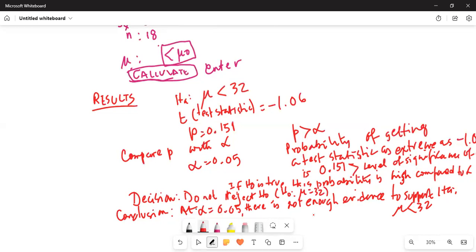Why did we not reject H0? Because we got a large value of P. Assuming H0 is true, getting a test statistic as extreme as what we got is highly likely to occur, and it is definitely not by chance that the probability value is so high compared to the level of significance of 0.05. Hence, our decision is do not reject H0. In conclusion, at alpha equal to 0.05, there is not enough evidence to support HA, mu less than 32. So again, my hint is the smaller the P value, the stronger is the evidence against H0, and in that case, we reject H0 and support the alternate.